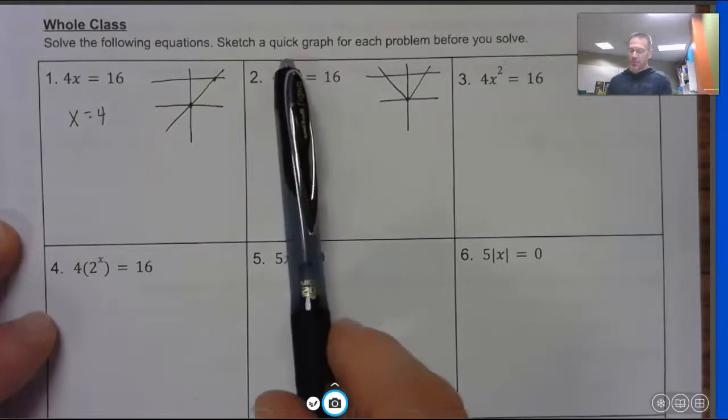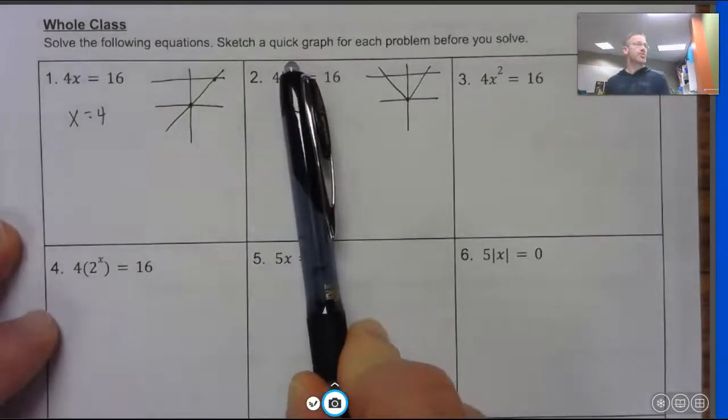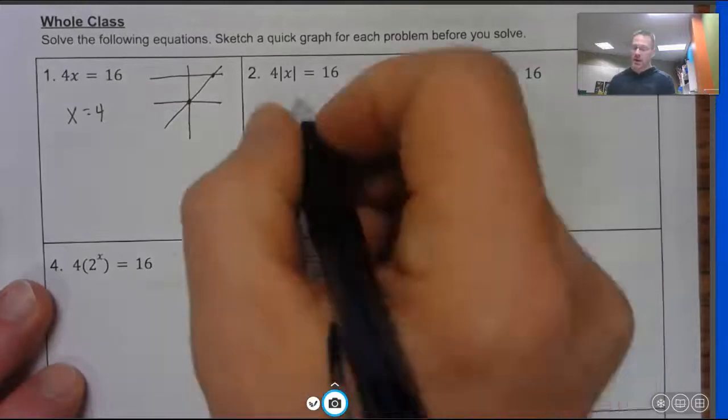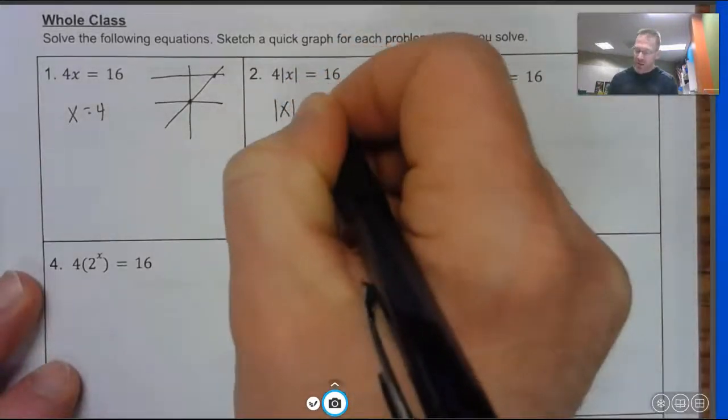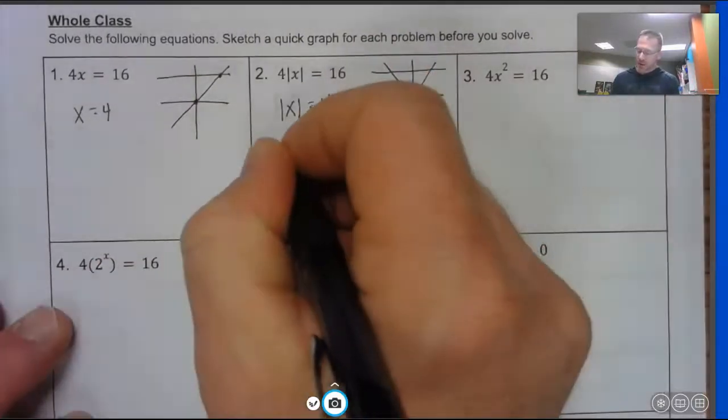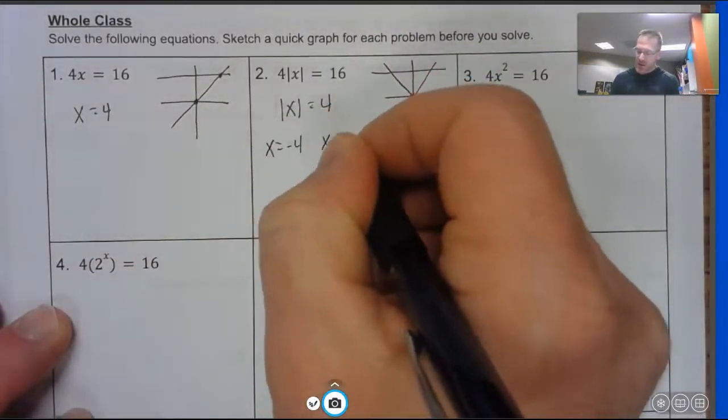Now, cover this up. 4 times what is 16? Notice that fact hasn't changed. It's still going to be 4. What has changed is what is equal to 4. So when I pull my pen away, it's absolute value of x is equal to 4. And now I have to keep going, because what numbers have a distance of 4 from 0? x equals -4, x equals +4.